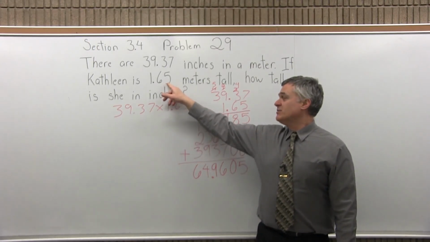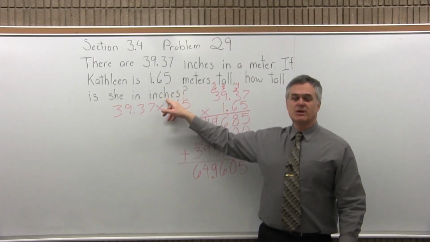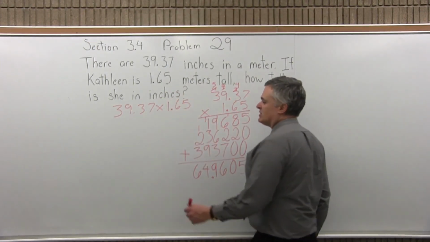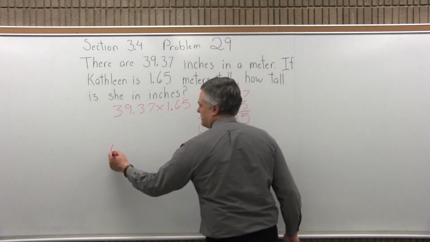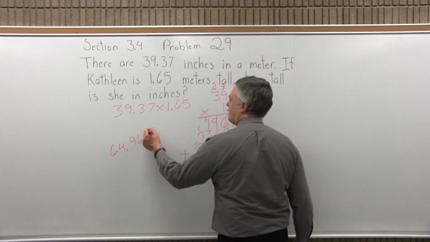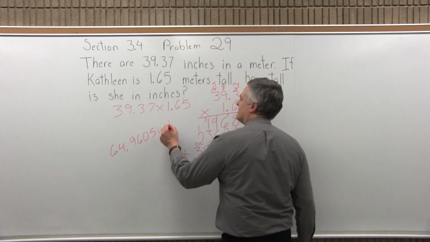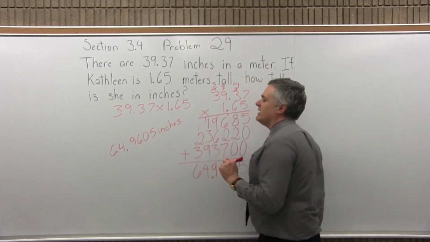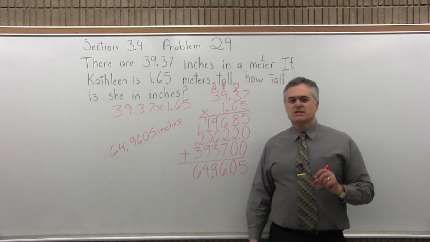Now again, I can't leave just a number because it's an application question that has units of measure. So the height was given in meters. We did the multiplication. That means we're going to be getting our answer in inches. So the answer is 64.9605 inches. That is the height in inches, almost 65 inches tall.